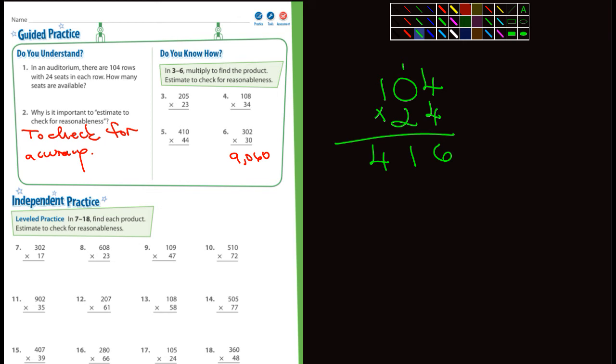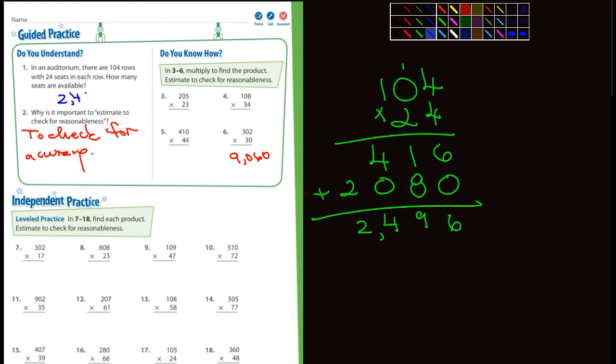Now we're dropping down a row, so we're going to add a little placeholder 0. Because remember, you always have to move in 1 for each row that you do. 2 times 4 is 8. 2 times 0 is 0, and 2 times 1 is 2. And now we just simply add them up. We have 6, we have 9, we have 4, and 2. So 2,496. That would be the answer to number 1. 2,496 seats. And don't forget, when they're talking about something in particular, to label it.